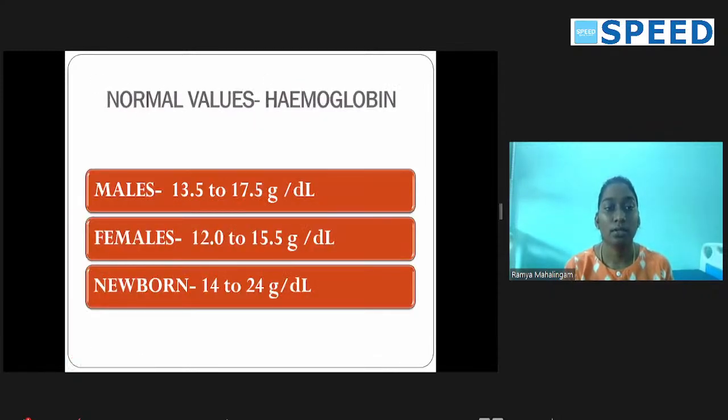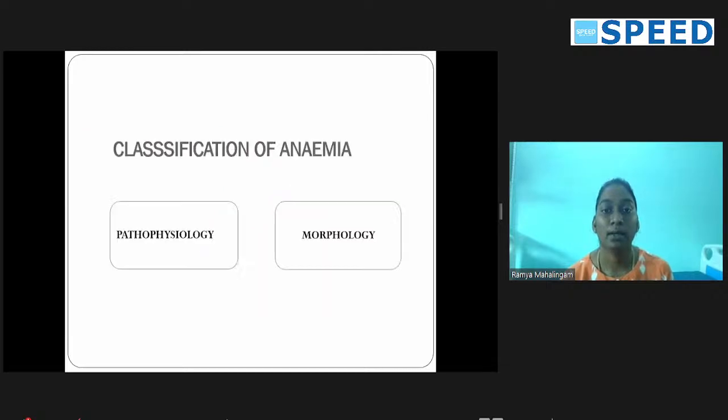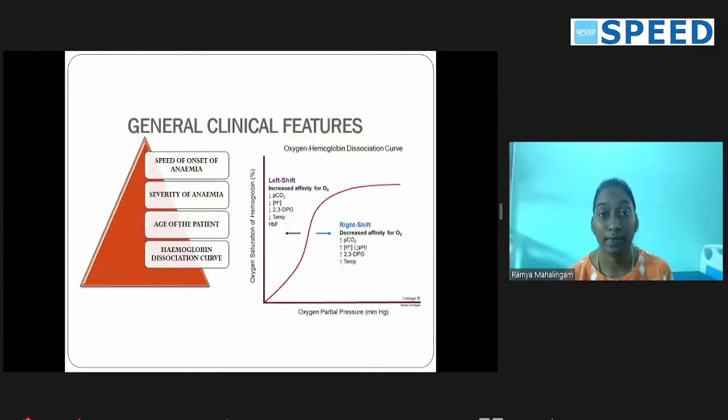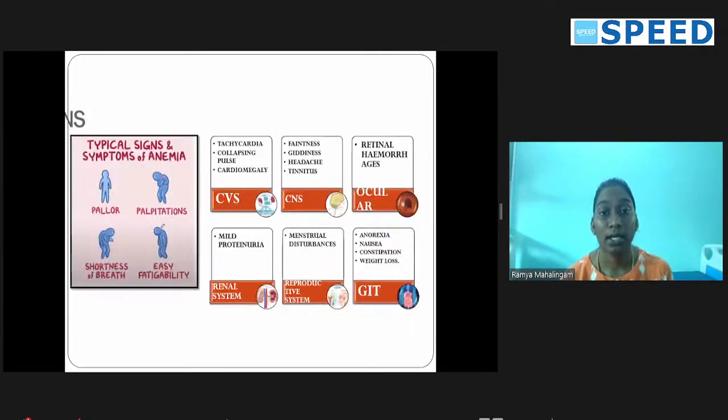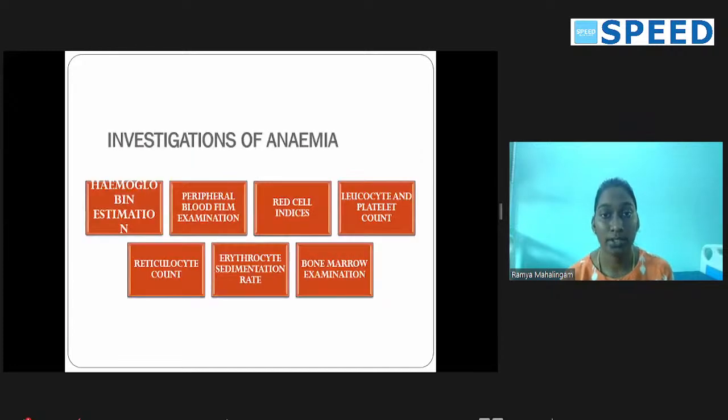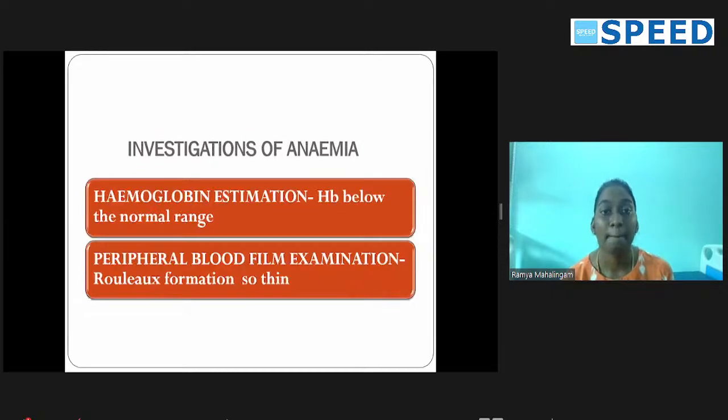Then we went on doing the blood dyscrasias, wherein we saw the general features of hemoglobin drop and the RBC defects. We went on studying about the anemia, its clinical features. Then investigation of anemia is a very important thing. You should know how you estimate the anemic condition and what are the tests you have to do when you have to come to a conclusion of anemia.